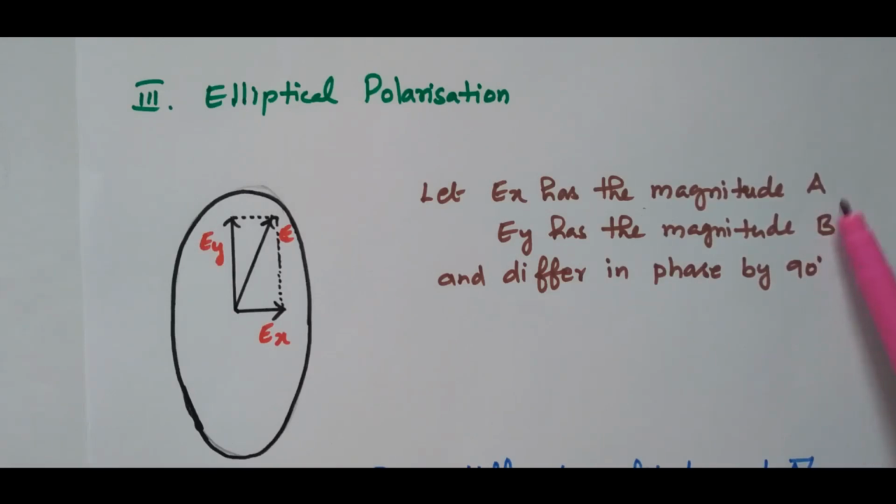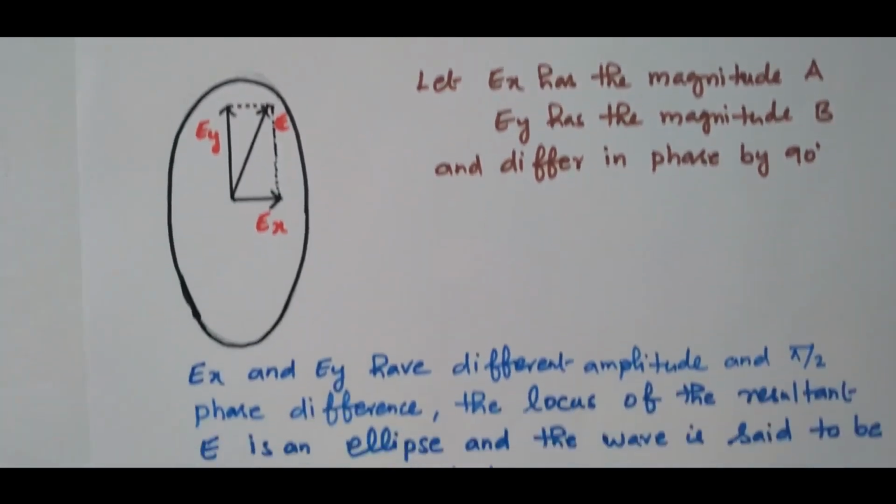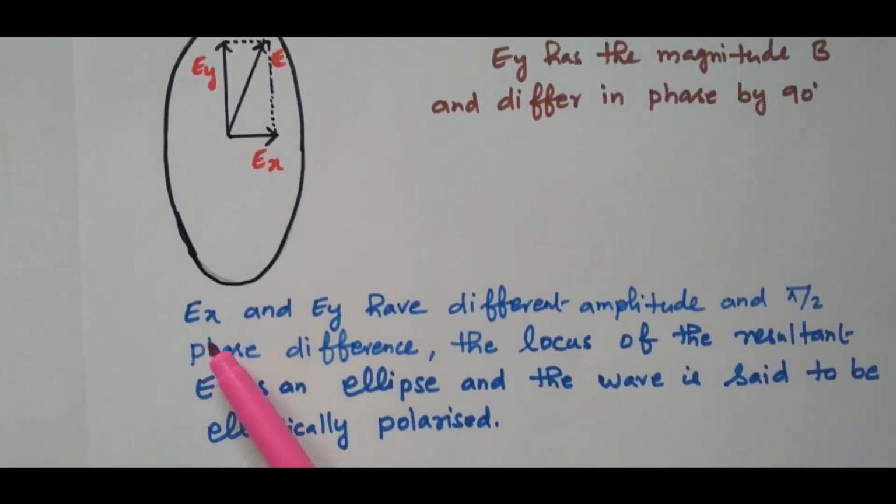So due to different magnitude, it follows the elliptical form, not a circular form. Having the same magnitude means we'll get circular polarization. So due to different magnitude, we are getting the elliptical polarization. So the description is available. Ex and Ey have different amplitude and phase difference of pi by 2. The locus of the resultant E is ellipse, and the wave is said to be elliptically polarized.